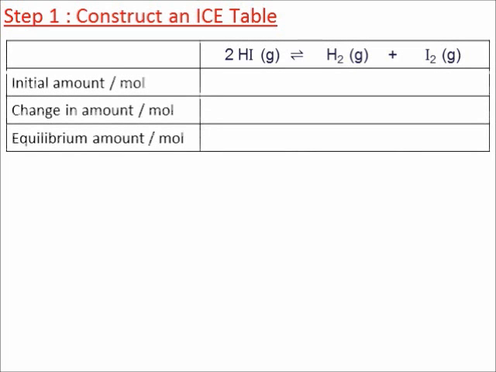Draw 3 horizontal rows below the equation. Label the first row initial amount, the second change in amount, and the last equilibrium amount. All of them are measured in units of moles. Divide the rows into as many columns as there are reactants and products. For example, in case you're wondering why this is called an ICE table, take a closer look at the first letter of each row.